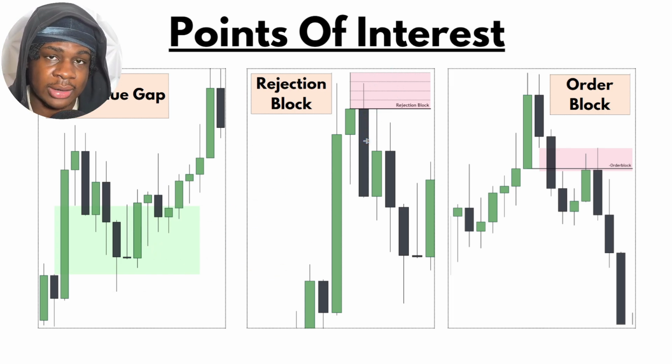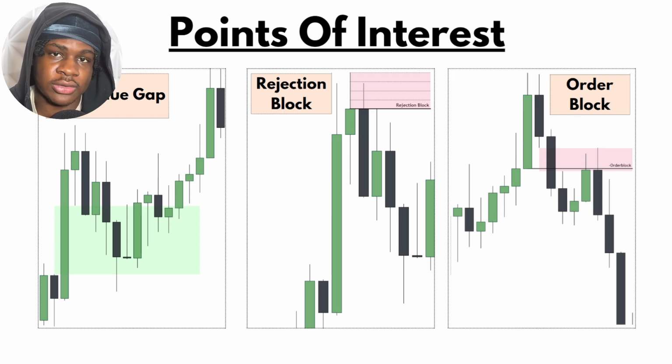Not a lot of people talk about rejection blocks, but I'm actually one of the best traders when it comes to rejection blocks, and I have over an 80% win rate when it comes to trading them, and they're one of my favorite entry models.